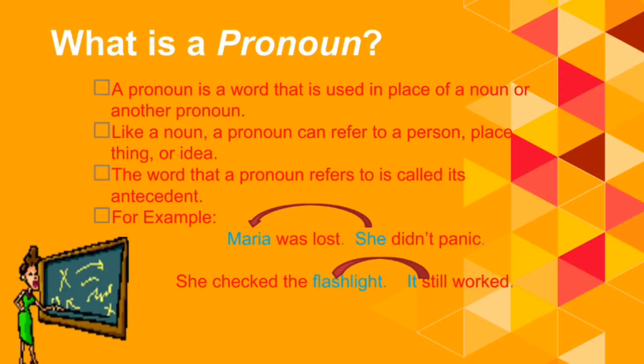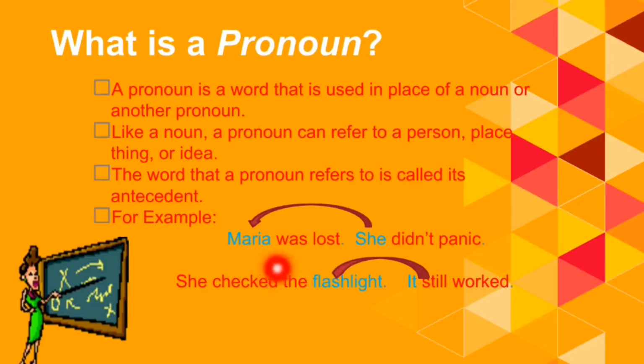And also if we need to repeat the noun again and again in a sentence or in the upcoming sentences, we won't use the nouns again and again, right? So we will be using pronoun. Maria was lost. She didn't panic. In this sentence, Maria is a name or proper noun. Maria is a proper noun, and Maria was lost. She didn't panic. We can write in this way: Maria was lost and Maria didn't panic.